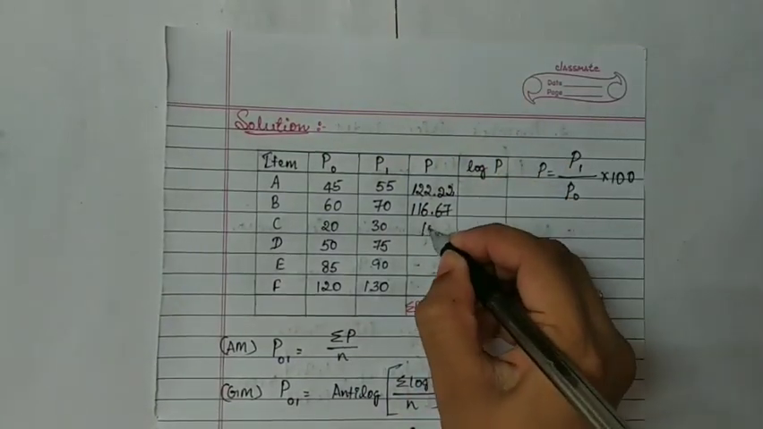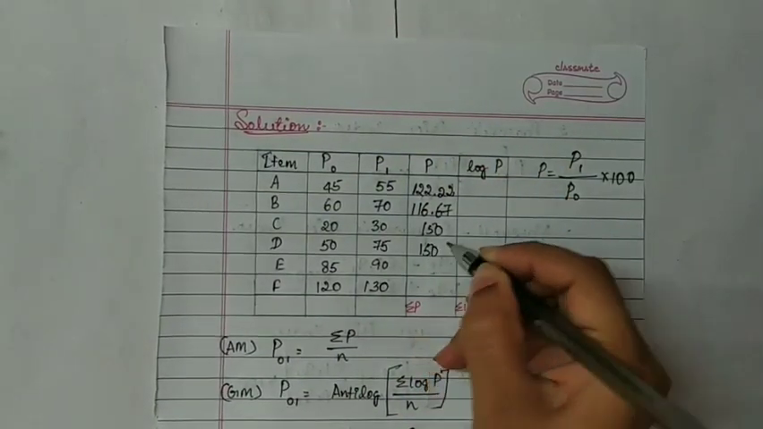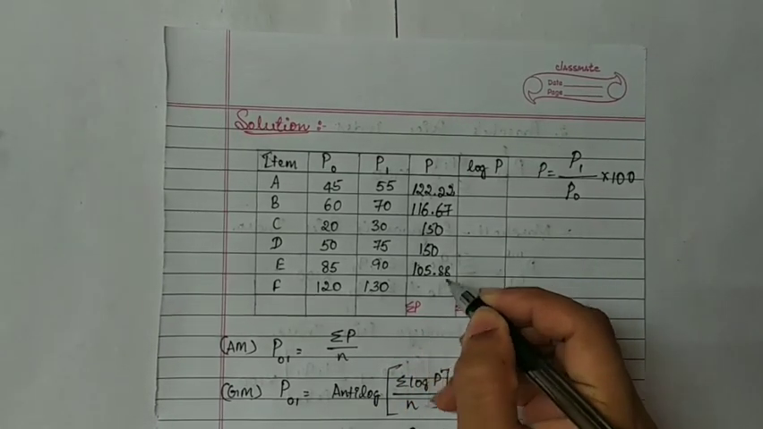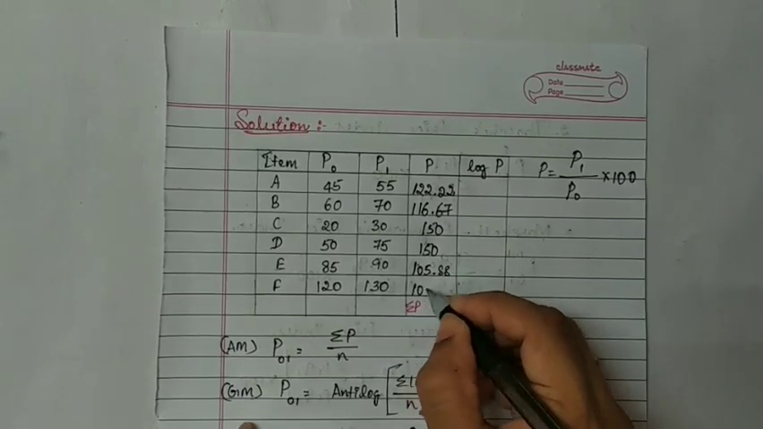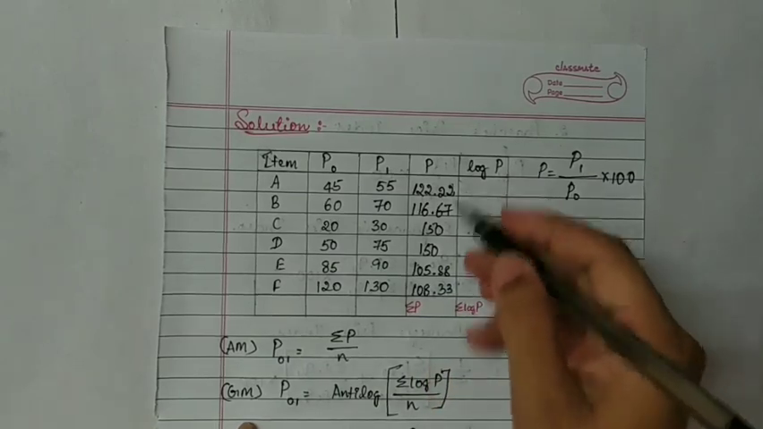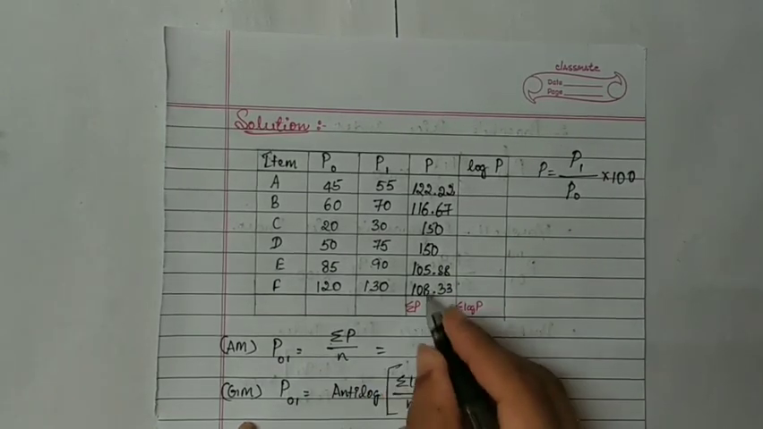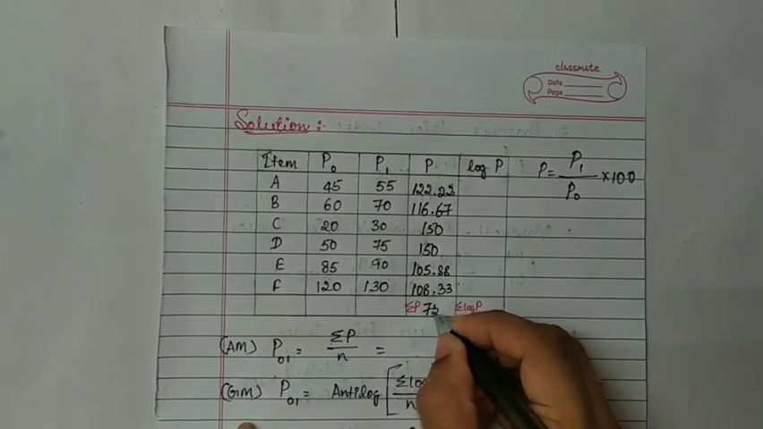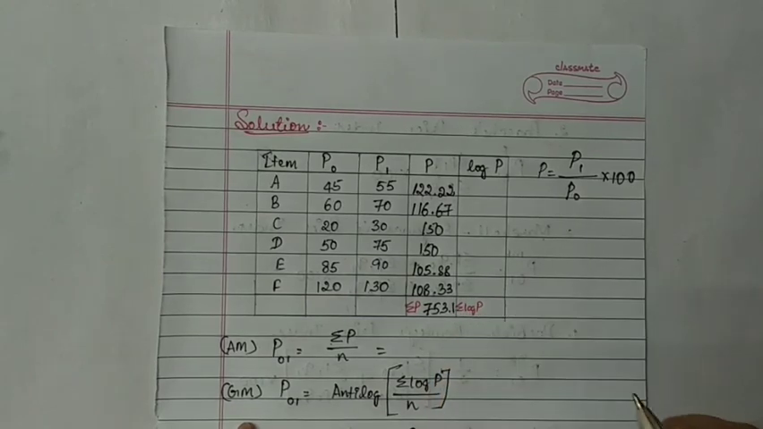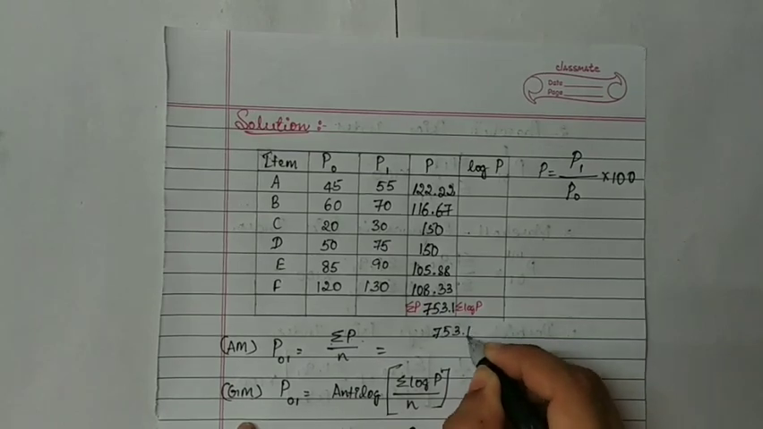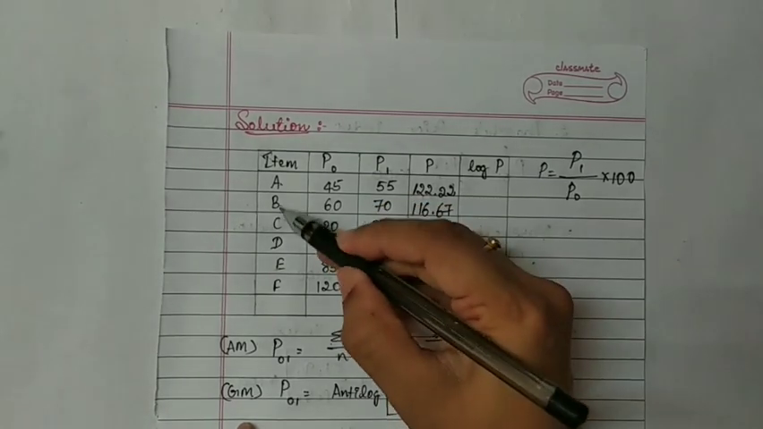116.67. Next one is 150. Next is 150 again. 105.88 and the last one is 108.33. So now summation P, total of P, is 753.1. So summation P is 753.1 divided by N, which is 1, 2, 3, 4, 5, 6.